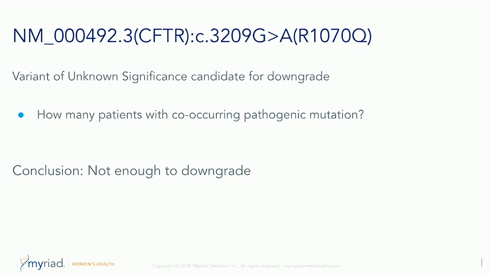This is another example where we did not have enough information to downgrade. So we asked the question, how many patients have this mutation co-occurring with a pathogenic mutation? And the conclusion was that there was not enough to downgrade.